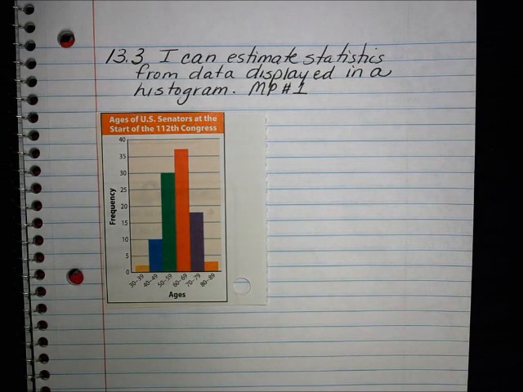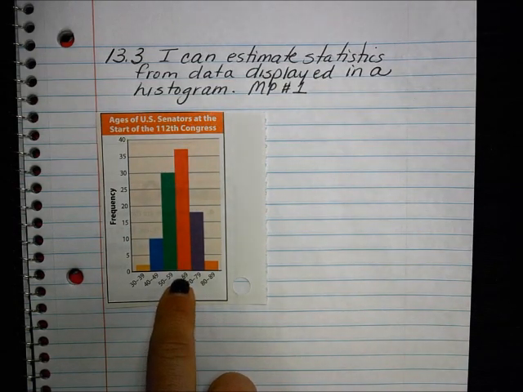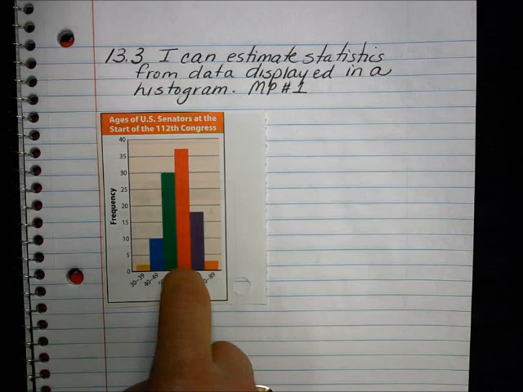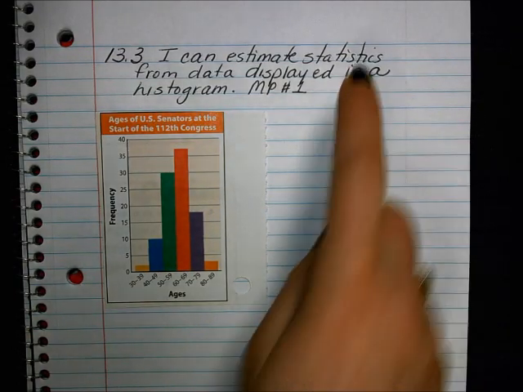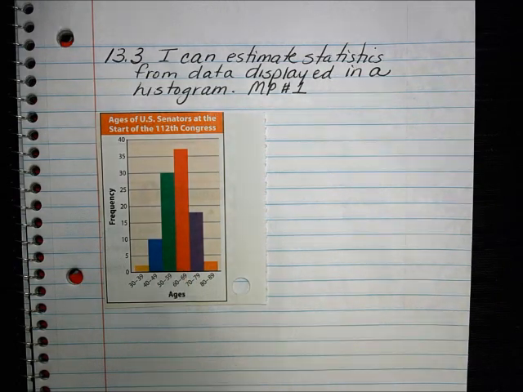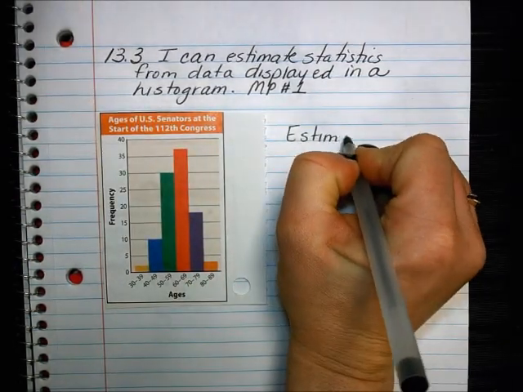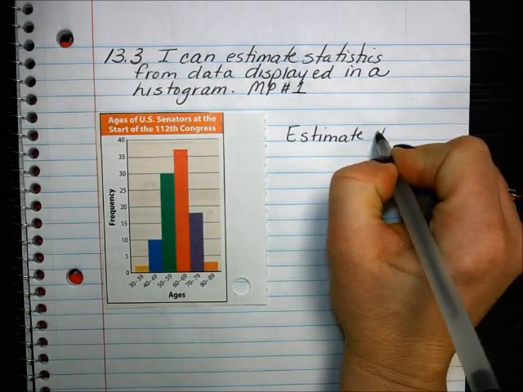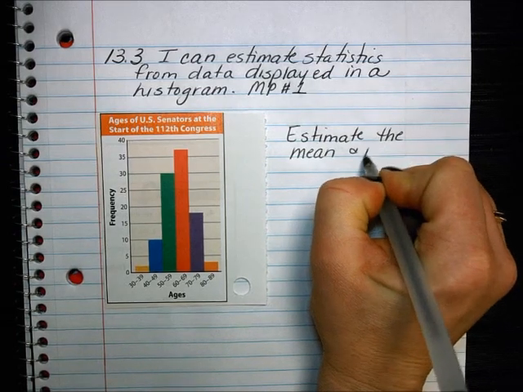Now, the first part of this lesson the other day was I can create histograms. If I gave you all the ages and said, okay, make this histogram, that would have been the learning target from the other day. Today's learning target is about I can estimate some statistics from this data. So what we're actually going to do is we want to estimate the mean and the median.